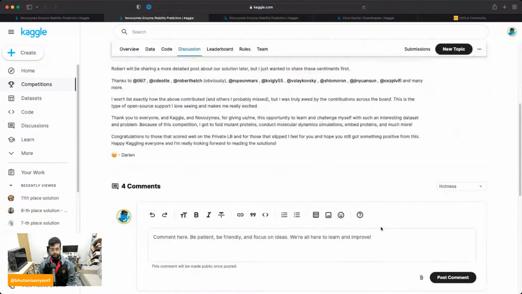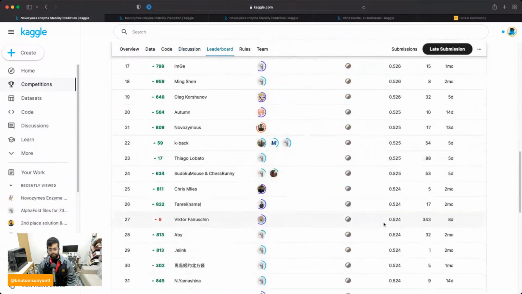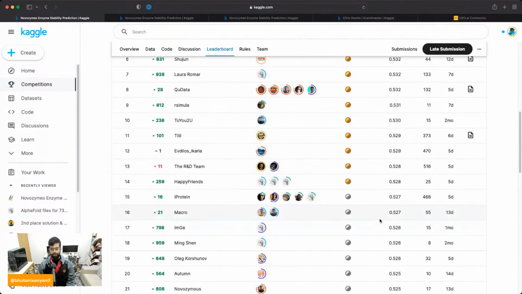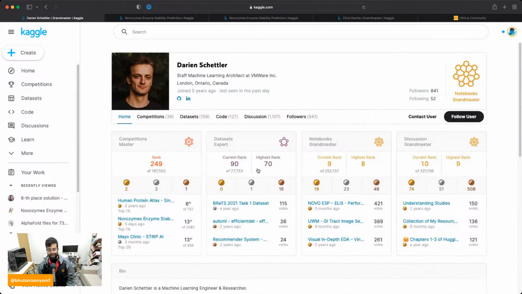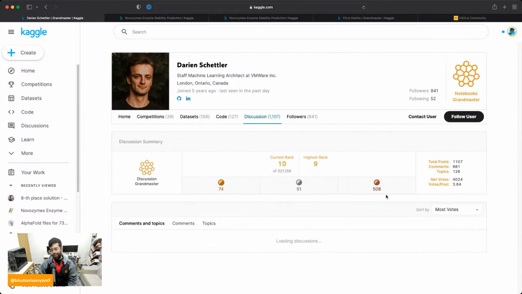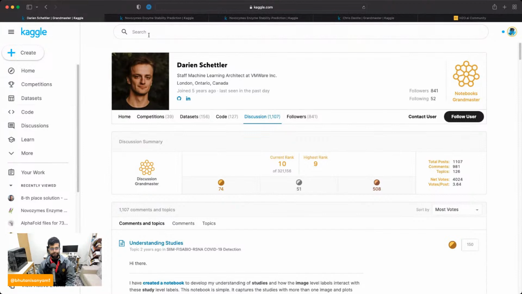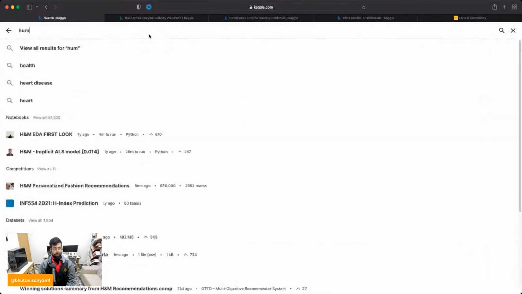But here's the 13th place, and I know Darien. So Darien was also very active on Kaggle at the same point, I assume, so I know him through that, and I also know him through one interesting discussion. I'll go on a tangent and we'll come back to this, but let me quickly find that.